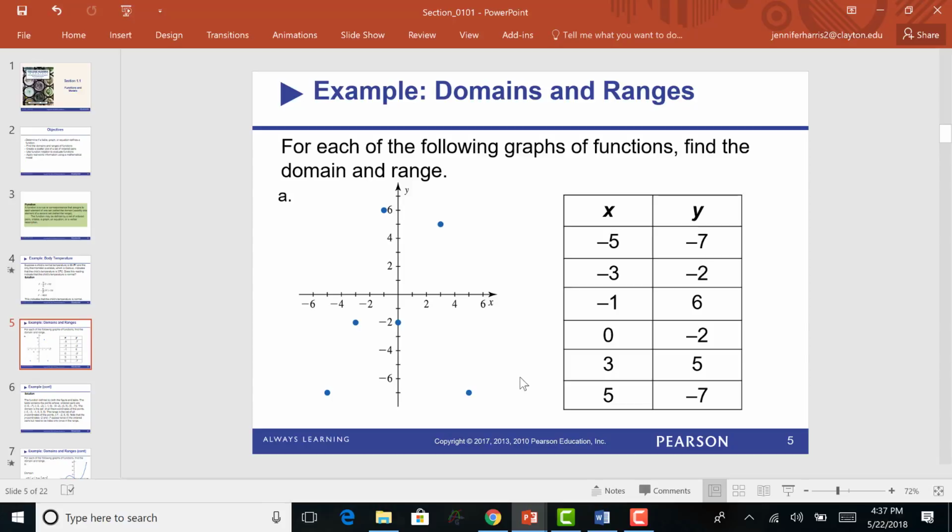So now question, what's the domain? Negative 5, negative 3, negative 1, 0, 3, 5. That's your domain. Done. In the second column, where it says Y, which is your range, are you going to repeat the numbers that are repeated? No, you do not have to. So what's the range? Negative 2, 5, 6, negative 7. So you don't have to repeat the negative 2 or the negative 7. When you see it in the homework and they give you a list of numbers like that, don't repeat them, just write them once. All right, questions?